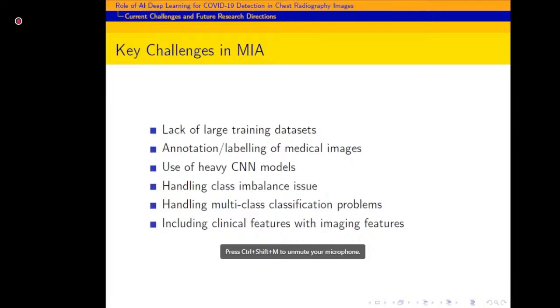You have collected from somewhere. Maybe you have some friends in some of the hospitals. They've given you some of the images, let's say, that are unlabeled, right? And doctors are busy and you want to use those images. So what will you do?